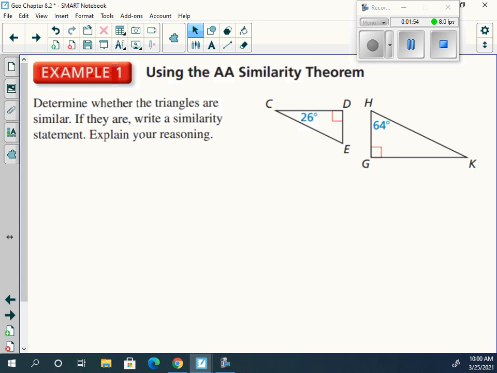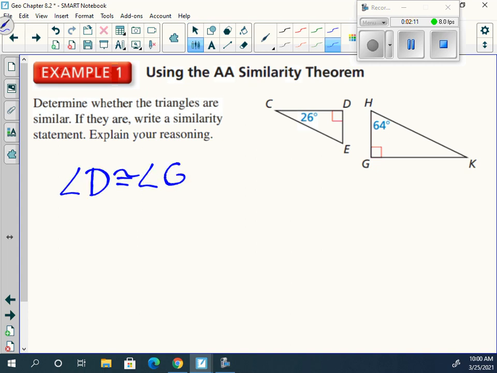So when we look at these two triangles here, do we know one angle for sure? And what would that be? Angle D and angle G. Angle D is congruent to angle G because they are both what? 90-degree angles. We have our 90-degree angle marker.